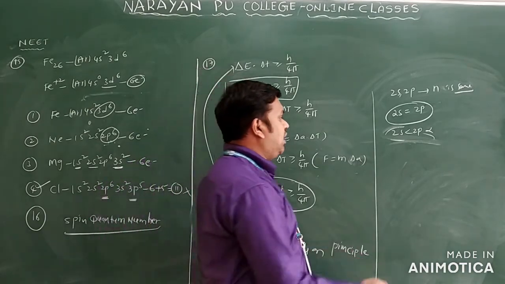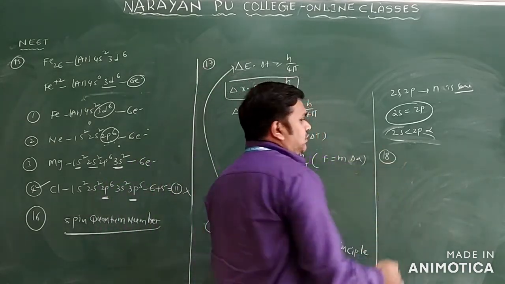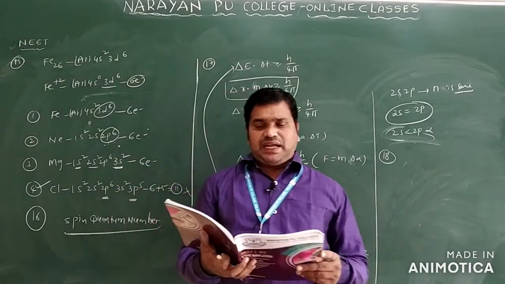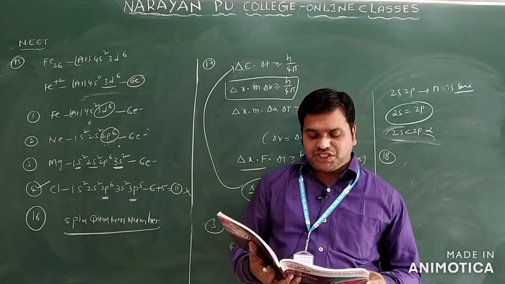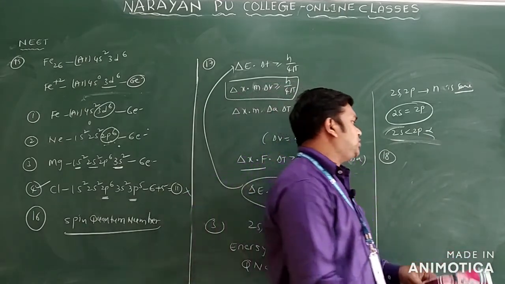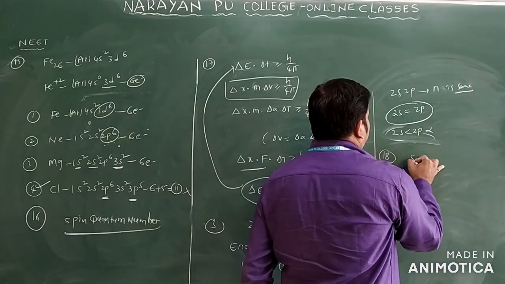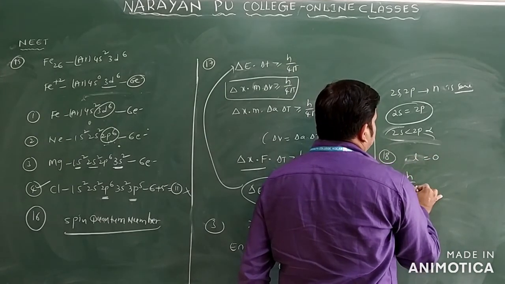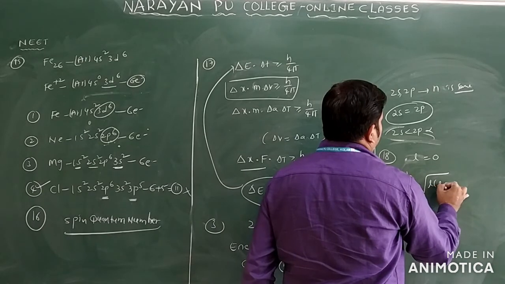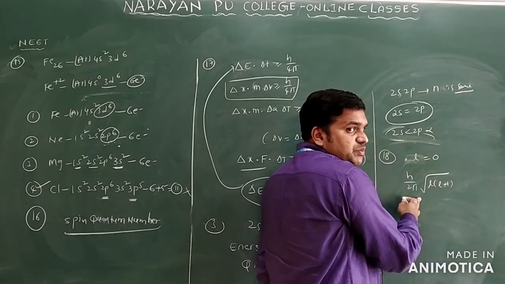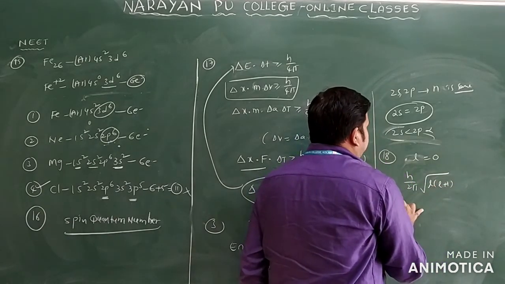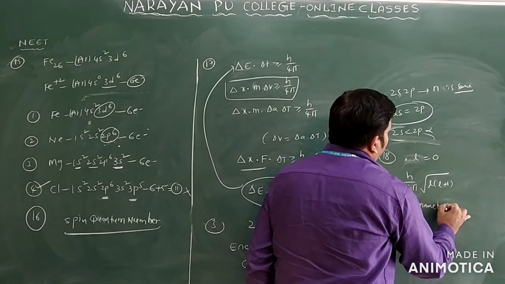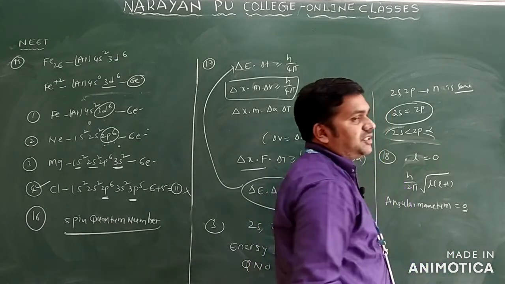You can see next we have question number 18. Which one is the wrong statement? Total orbital angular momentum of an electron in an s orbital is equal to 0. Why is it 0? Because for an s orbital, l is equal to 0. Angular momentum formula is h by 2 pi into square root of l into l plus 1. The l value is 0, so this becomes 0. Angular momentum is 0. That is the correct statement.